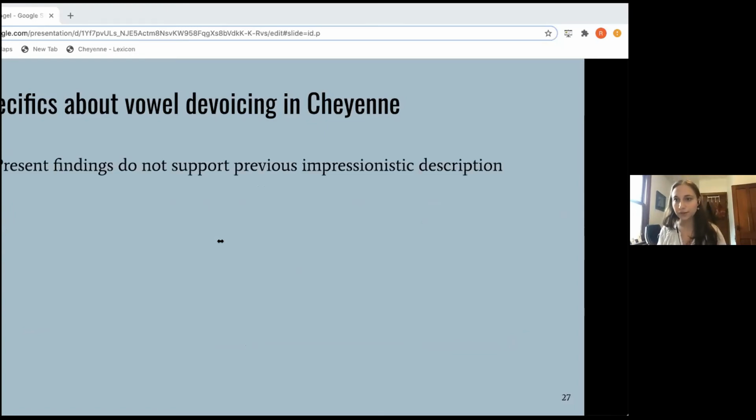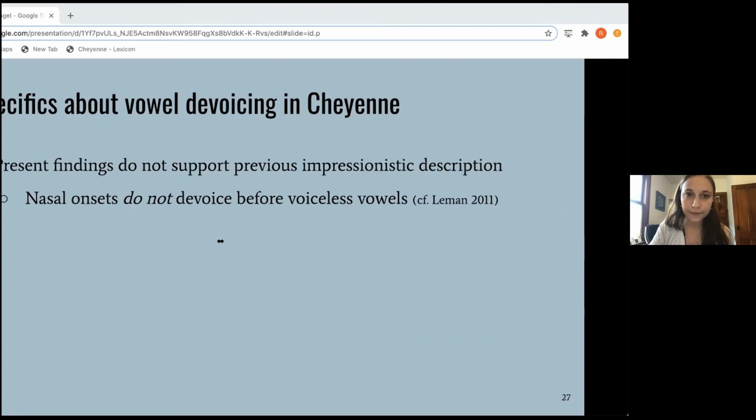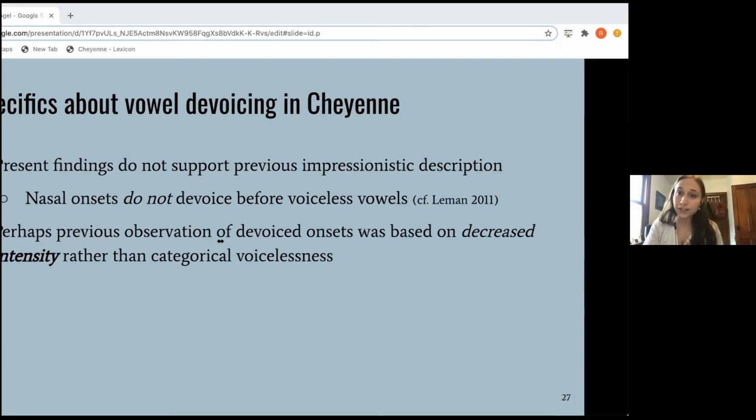Concerning how these findings fit in with previous work on Cheyenne, actually the present findings do not support the impressionistic description in earlier work which says that voiced onsets devoice before voiceless vowels, because we saw that nasal onsets do not devoice before voiceless vowels. And I'd like to suggest that this discrepancy between my findings and the previous literature is actually really interesting in terms of its implications for the role of RMS intensity.